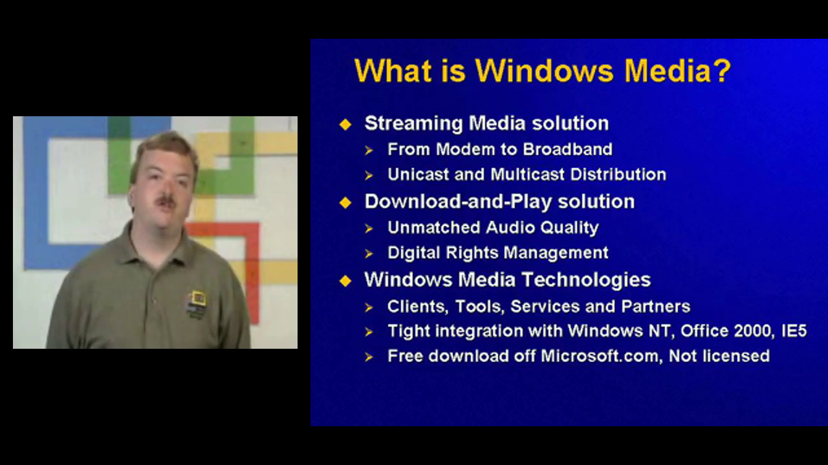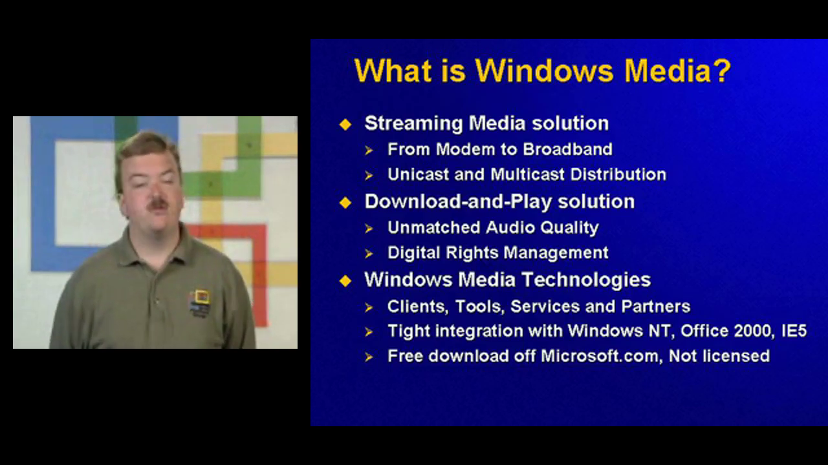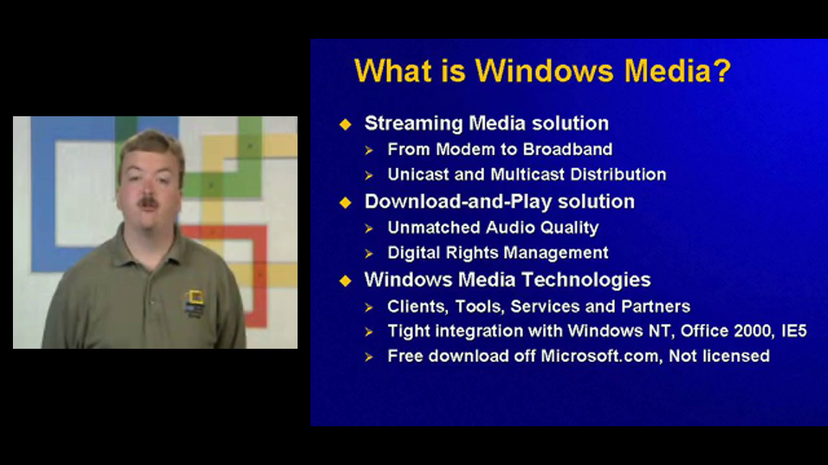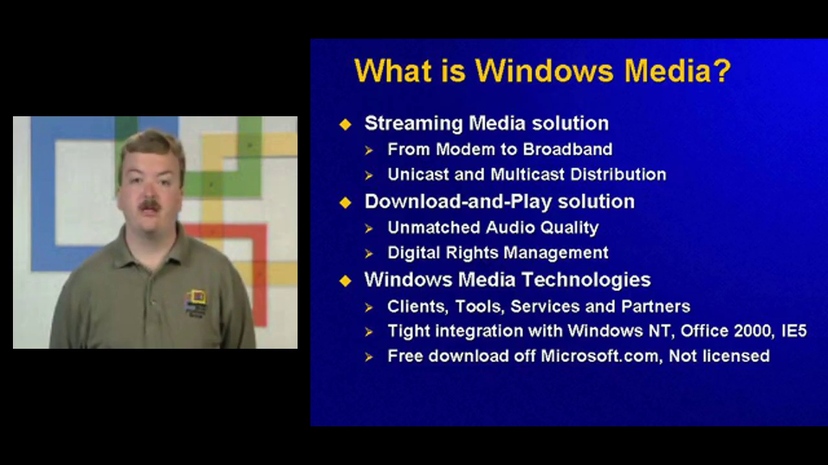So what is the Windows Media product? Well, there's really two solutions that are provided. Windows Media effectively is Microsoft's audio-video solution for both streaming and offering downloadable music. Today we have a great streaming media solution that allows us to stream audio and video at all data rates, from modem users to broadband connections. We can distribute the content via unicast or multicast, so whatever the network connectivity the users may have, we can get the content to them. And if users are interested in digital music, we also offer a great download and play solution.